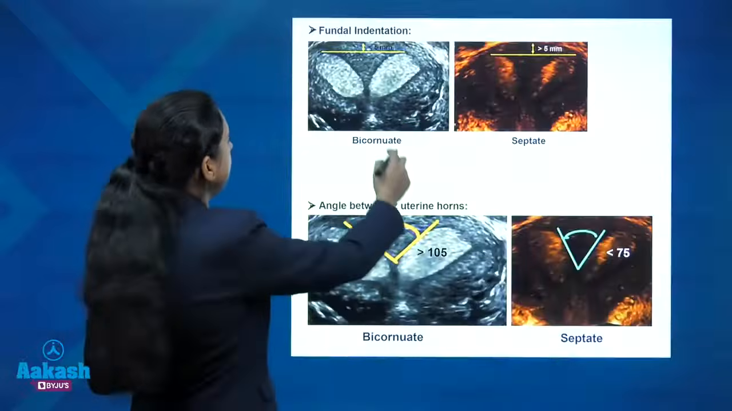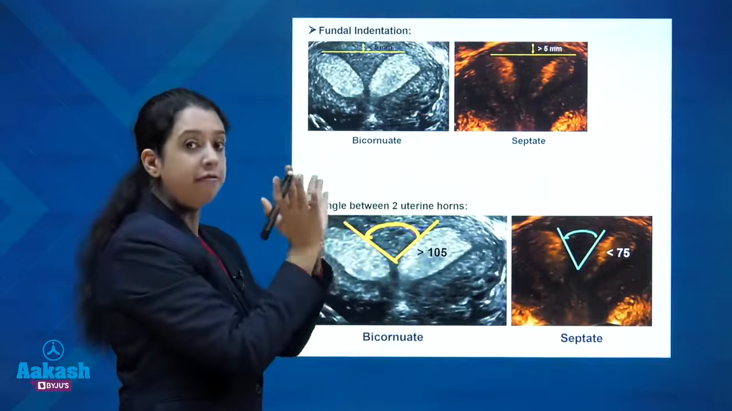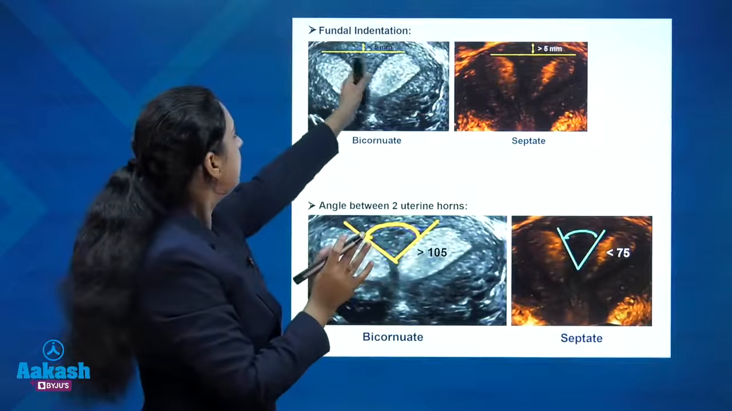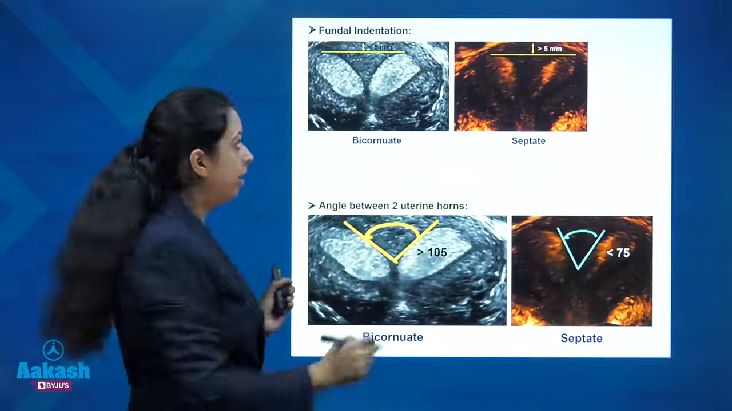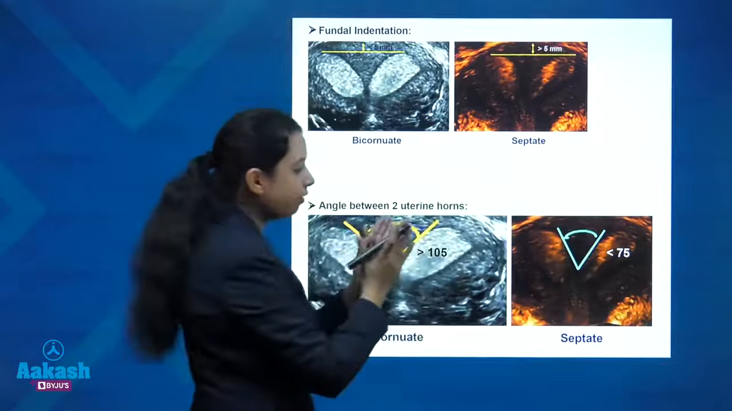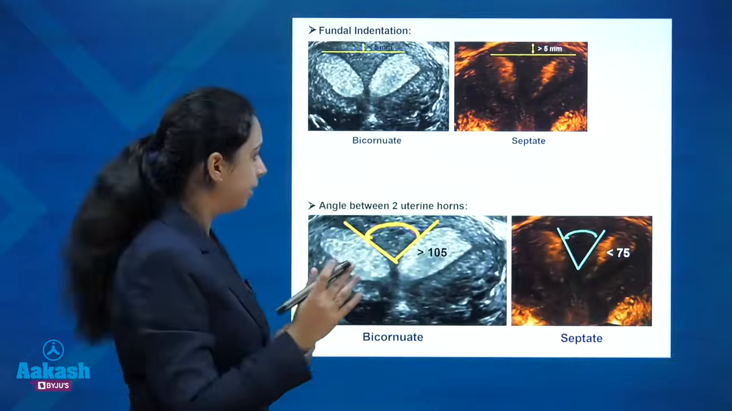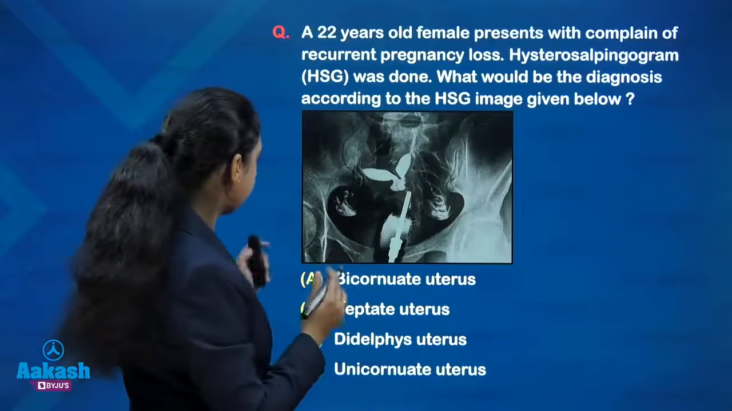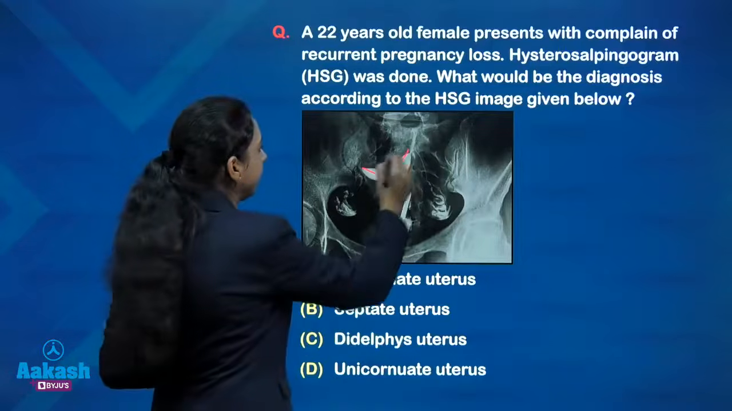Now see here. If you can see bicornuate, the horns are far away. Right, they are far away. The distance is more than 4 centimeter and the angle, can you see, such a wide angle of 105 degree. Whereas in septate, the horns are not wide. The angle is acute, less than 75. That is septate. Okay, so this is, can you see? So this is a bicornuate uterus. The horns are wide away, right?